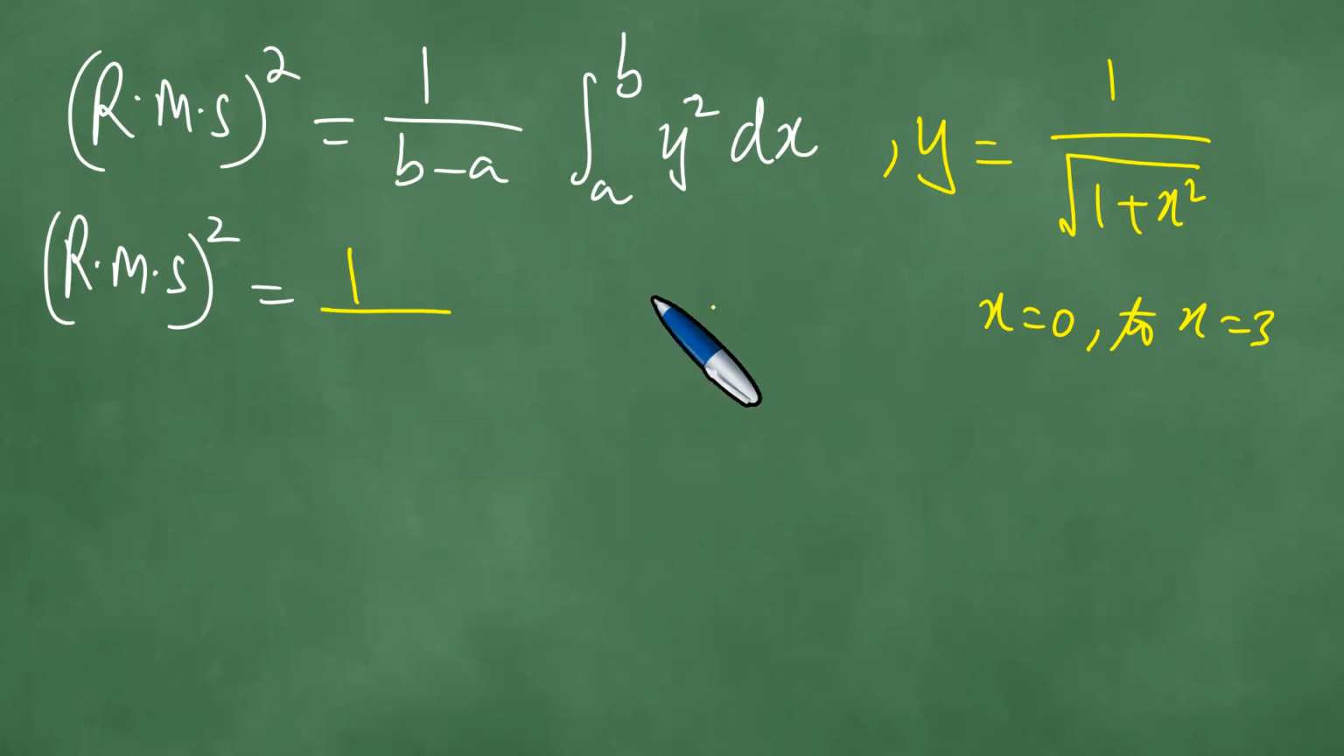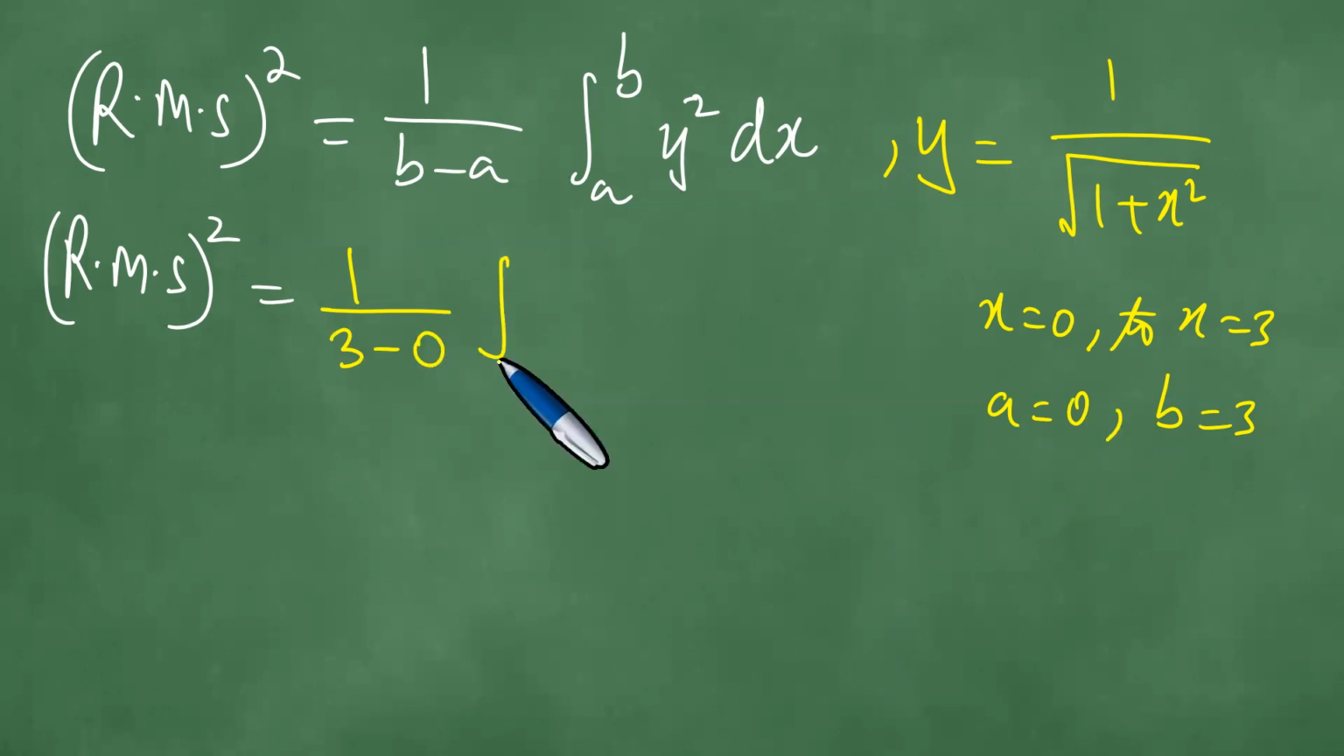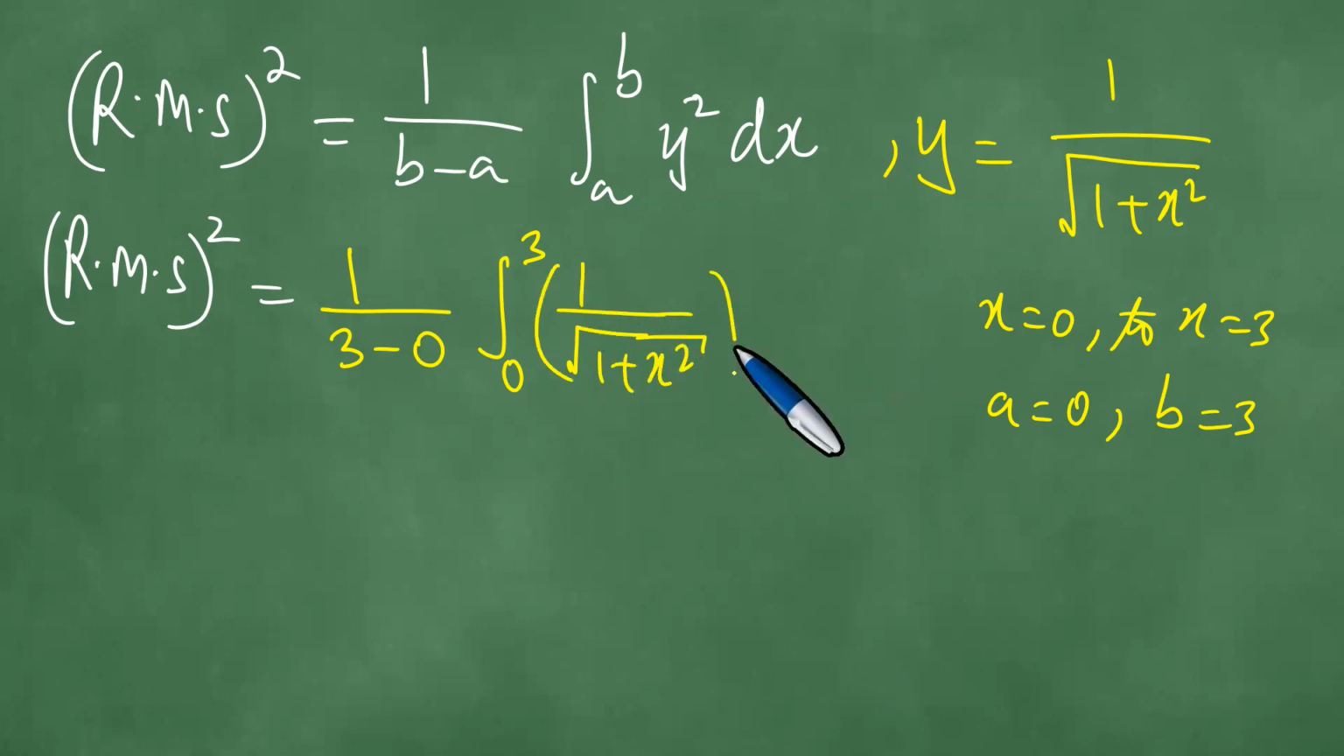Right, so your b here is 3. In other words, your a is 0, your b is 3. So it is 1 over 3 minus 0, the integral from 0 to 3 of the y, which is 1 over the square root of 1 plus x squared, you square this, dx.